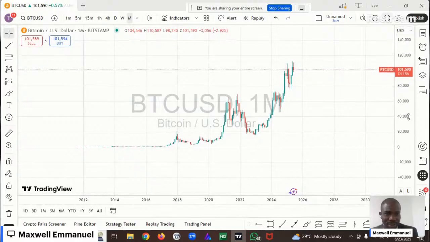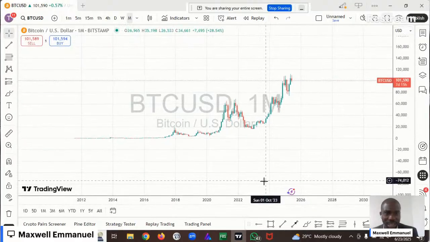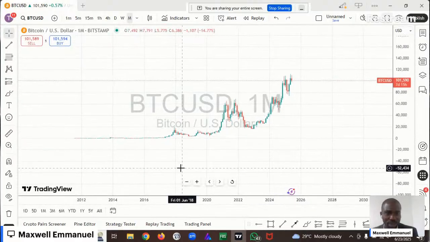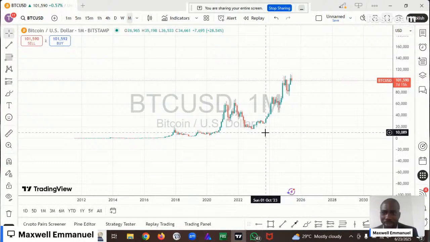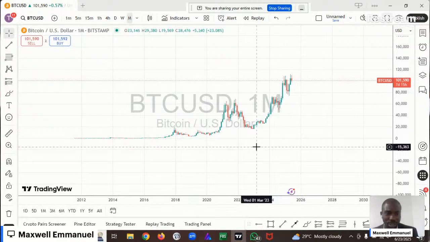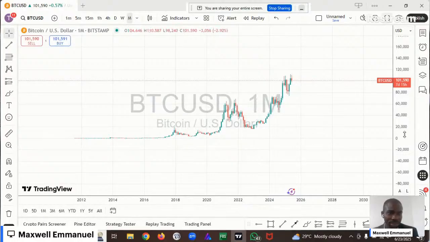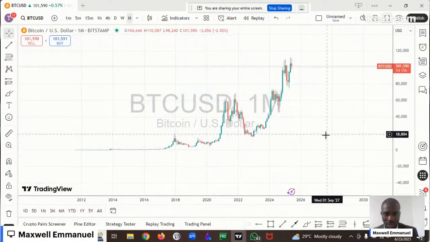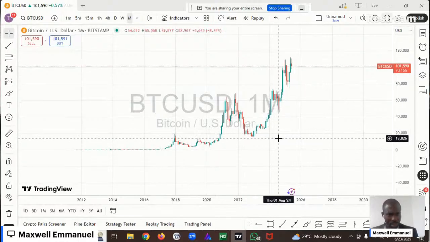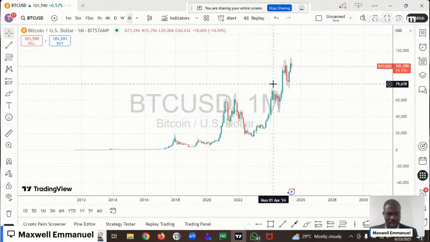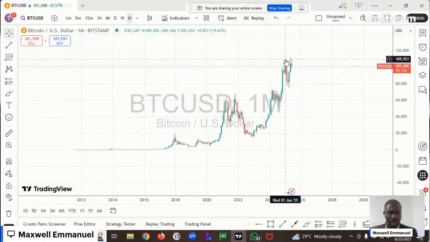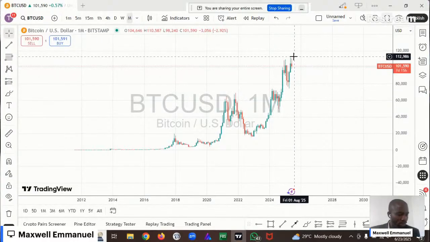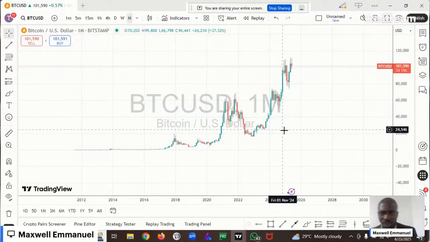So this is what we have on the monthly. From what I see here, if you go by structure, on a monthly time frame, BTC is still bullish. It's been forming a series of higher high and higher low, higher high, higher low. So this is a bullish structure on the monthly time frame.